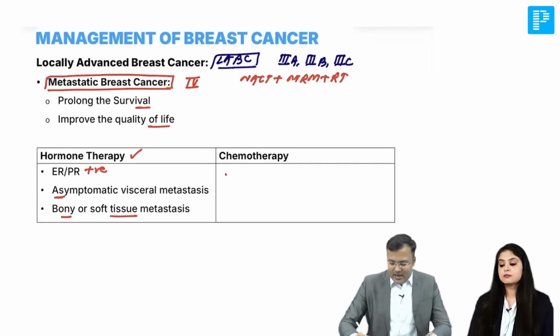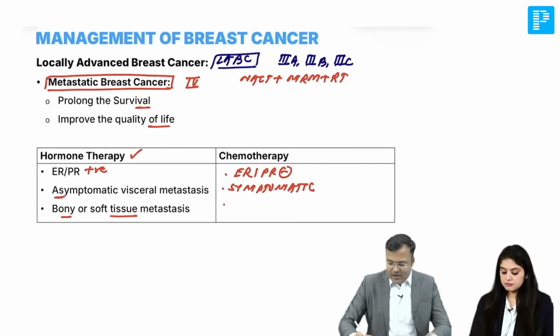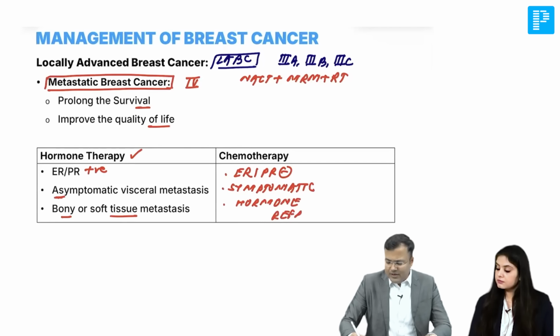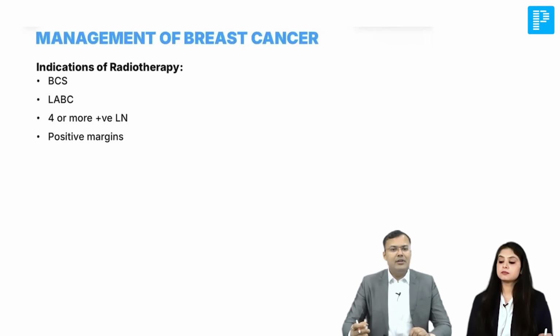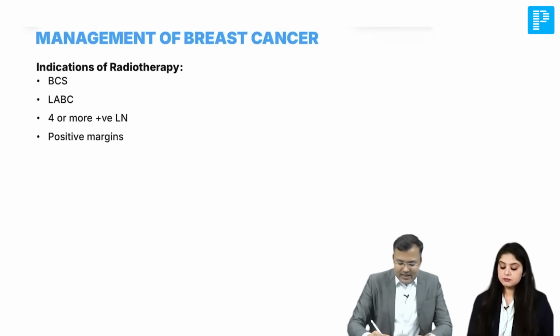And when ER/PR is negative, just opposite. ER/PR is negative, if there is symptomatic visceral metastasis, or if it's hormone refractory. If it's not responding to hormone therapy, hormone refractory, in those cases we are giving chemotherapy. Right? Next, see the management of breast cancer, especially what are the indications of radiotherapy.